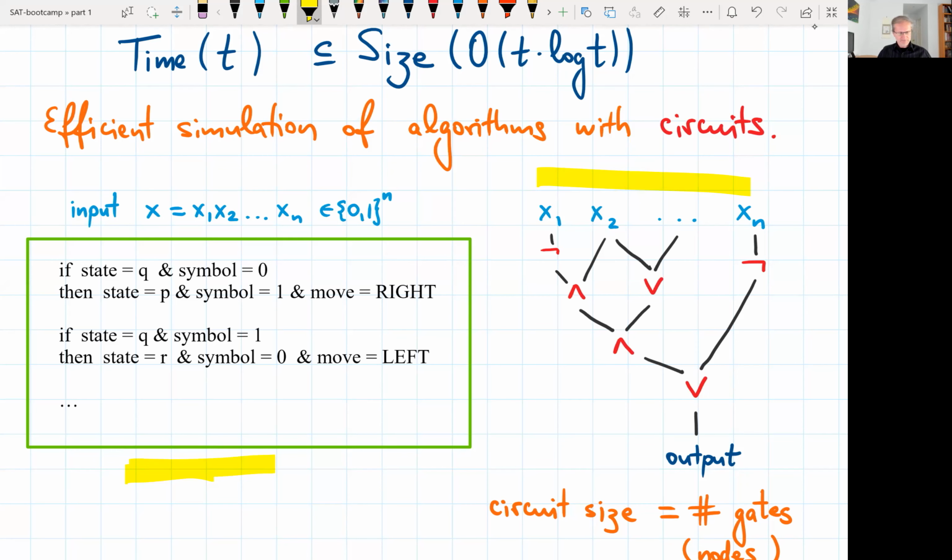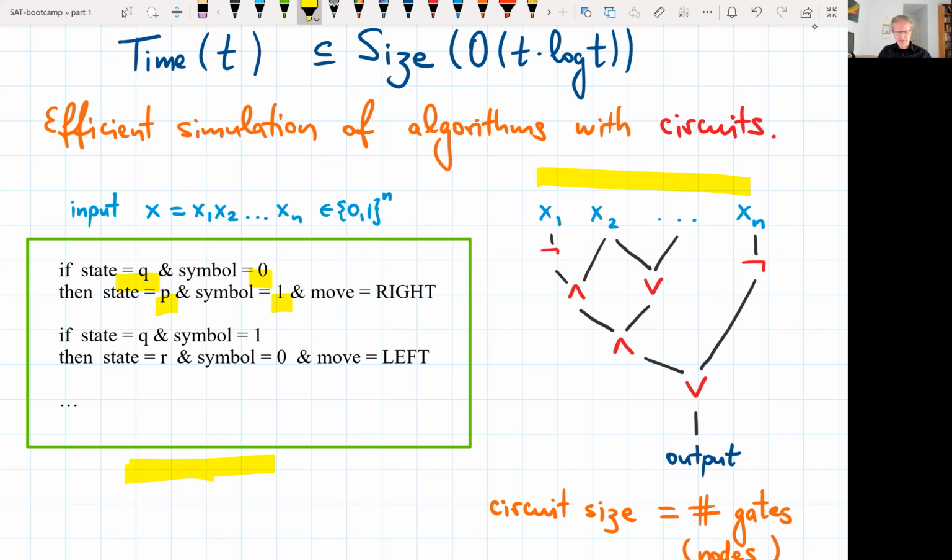You have a finite program telling the machine what to do, given what state it's in, which symbol it looks at and scans on the tape, how to change the state, what to write instead of the symbol on the tape, and how to move the tape head one position to the right, one position to the left, and so forth. And at some point, after t steps of computation, the Turing machine, this algorithm, is supposed to terminate with accepting or rejecting the input x.